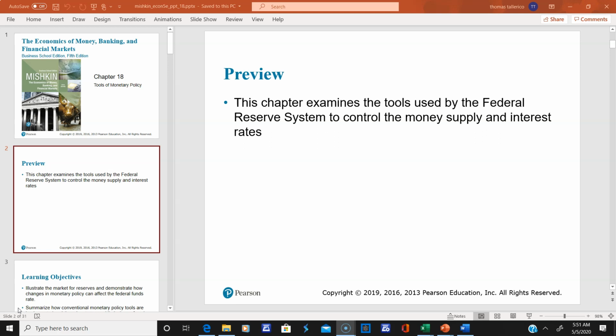This will be the last chapter we will cover for the semester, which is over in a couple days. This is chapter 18, and it's called The Tools of Monetary Policy, and we're going to look at how the Federal Reserve System controls the money supply and interest rates, and what particular tools they use.